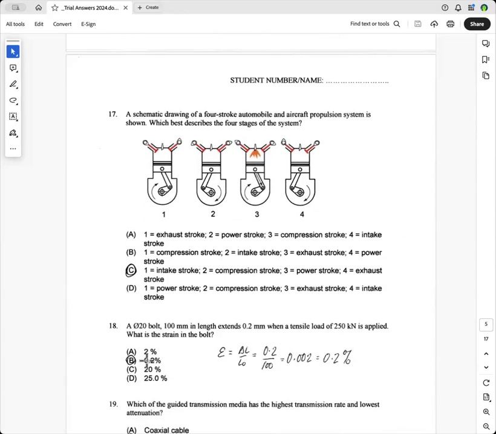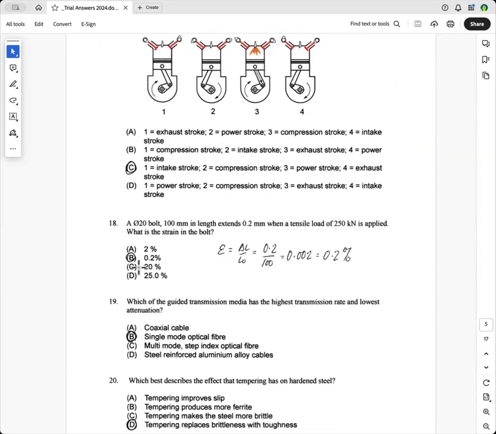So here we have a 4-stroke system, and you should learn this. The first is the intake, second compression, third power, and fourth exhaust. And so C is the answer there.